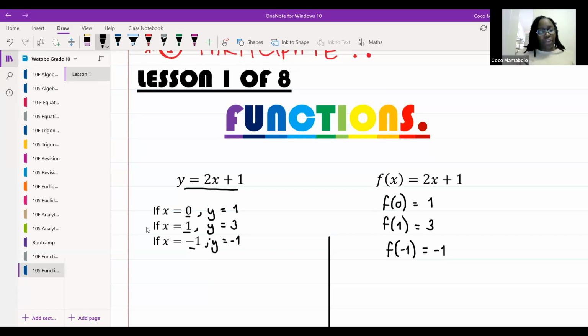That's the only difference. This side, we have the answer in x and y's, and in this side, we just have x and the function that gives us the value of x, or the function at that value of x. Give me a thumbs up if the difference between the two of them makes sense. Okay, now don't forget, guys, that this f of 0 is still the same as y is equal to 1. And this f of 1 is still the same as y is equal to 3. And f of negative 1 is still the same as y is equal to negative 1.